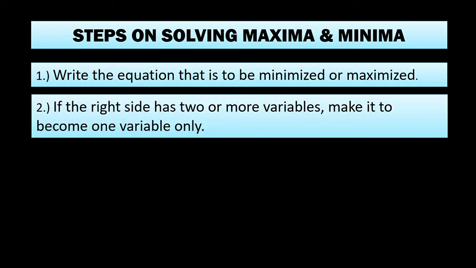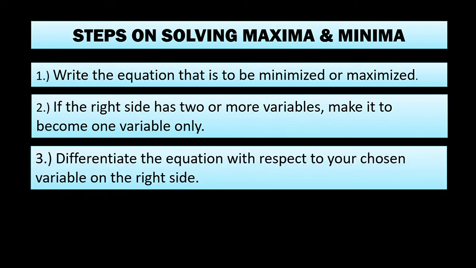Step 2: if the right side has two or more variables, make it become one variable only. If there are two variables, make it one, so that it won't be confusing, because if you don't make it one, the equation will become messy.